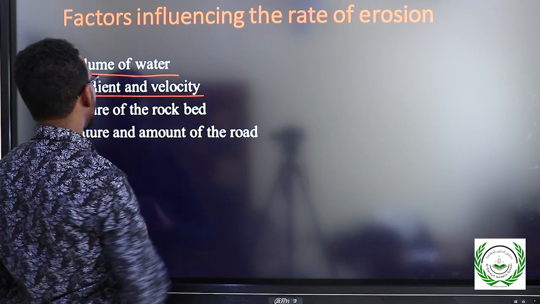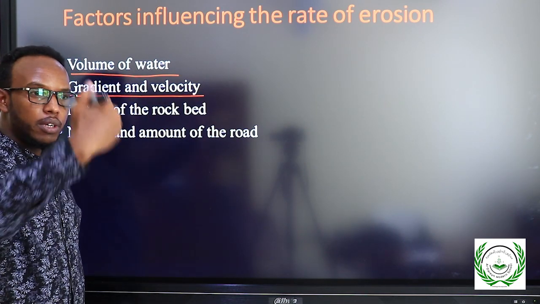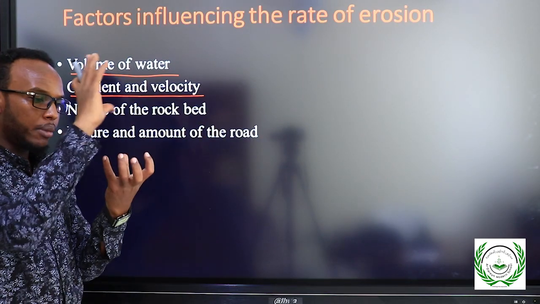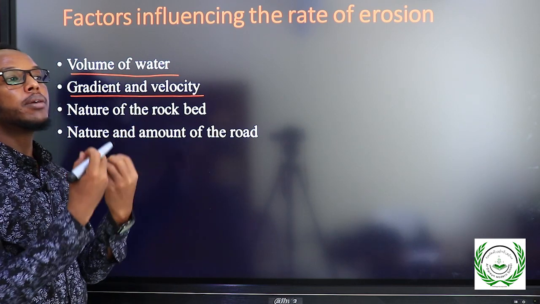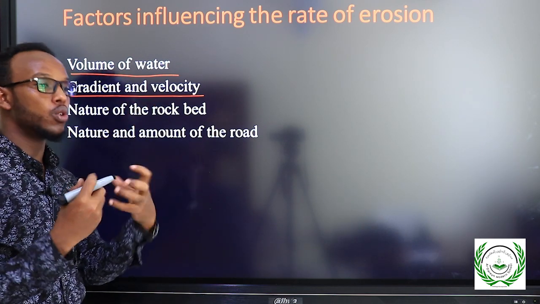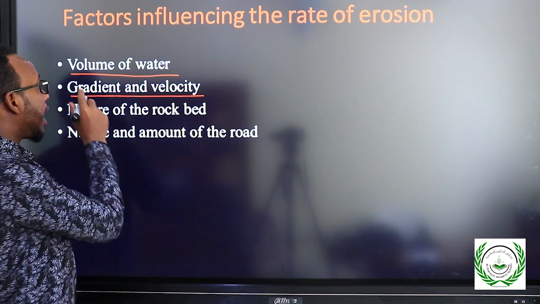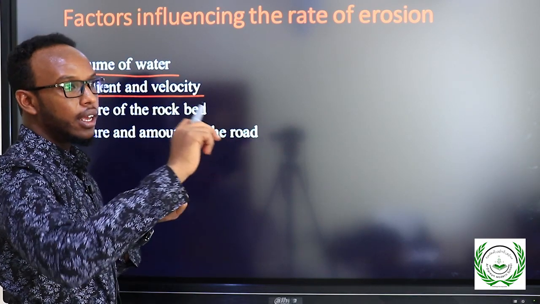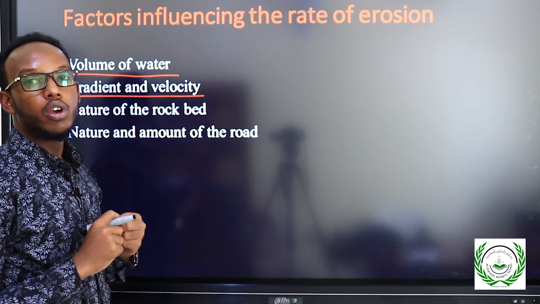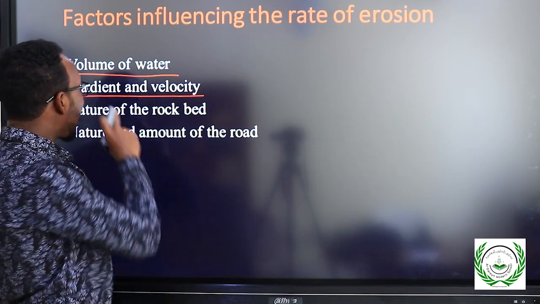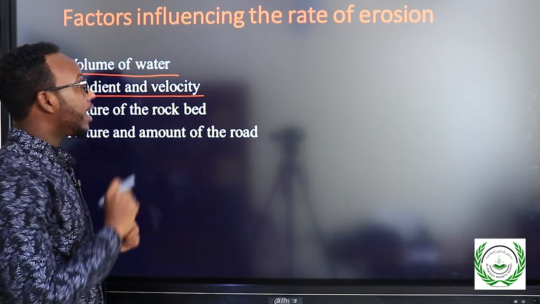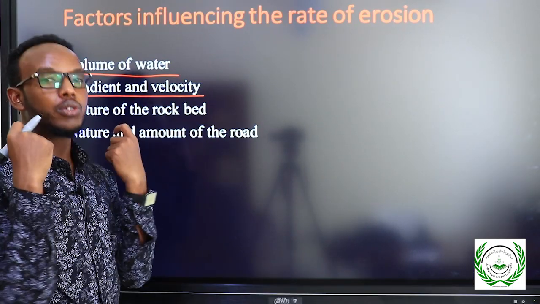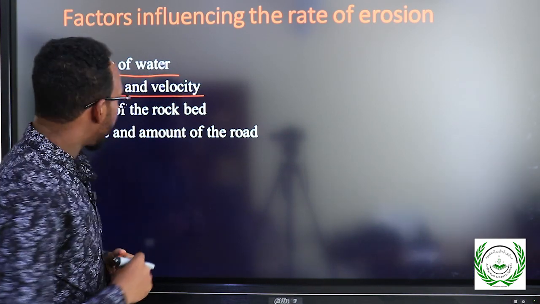Gradient and the velocity. Gradient means slope. If the place has a gradient, a steep slope, and at the same time the velocity of the water is high, that means there will be more erosion. If the place has no gradient, and at the same time the velocity or the speed of water is low, that means there is less erosion. You get that point? Okay.